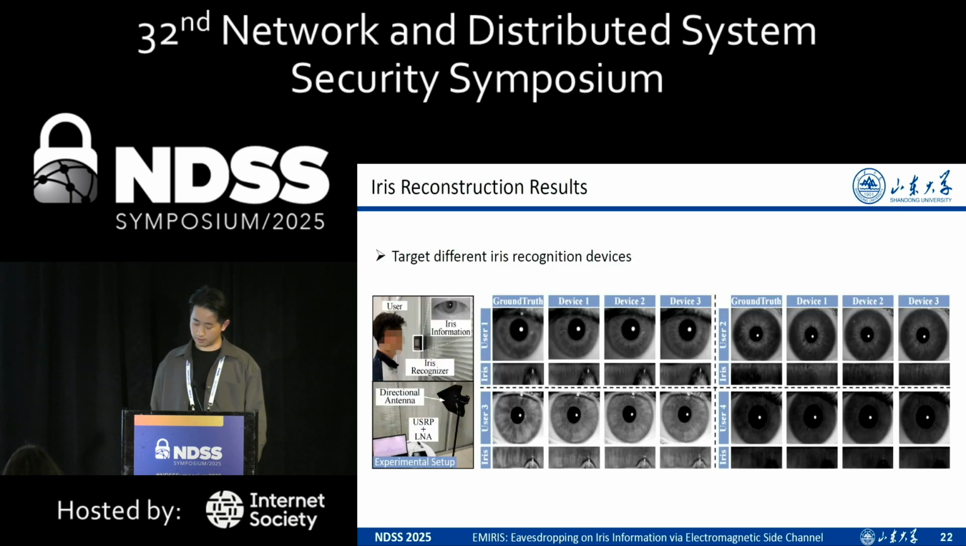Next, we shift the target of the attack from the single platform mentioned before to a commercial iris recognition device like this. And we use USRP to receive the EM emissions. As you can see, the results are still quite alarming. Our method successfully recovers iris details across different commercial devices.